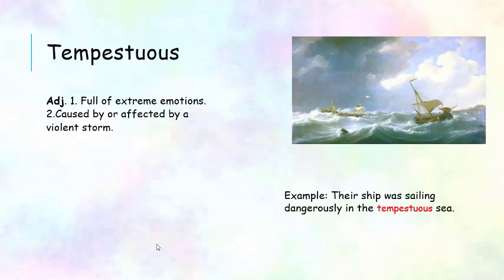So, number 1, tempestuous. It's an adjective, and I can use this word when I'm talking about my emotions. Like if I'm very angry, I can say I have a tempestuous mood, so don't talk with me. Another meaning of tempestuous, I can use it with nature. Like if there is a violent storm, I can say there's a tempestuous storm. Also, like in this picture, their ship was sailing dangerously in the tempestuous sea. That means the sea is so strong, it's tempestuous sea. So, let's continue.